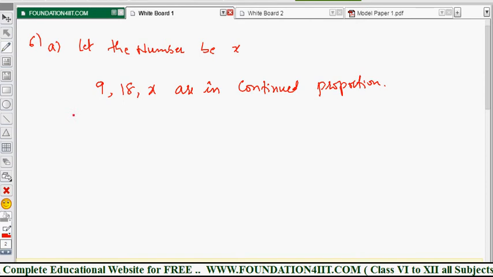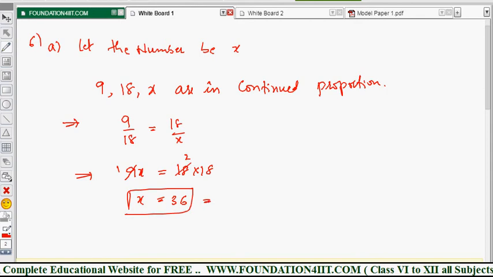Whenever three numbers are in continued proportion, you can write 9 by 18 is equal to 18 by x. First one divided by second, and second divided by third. Using this, if you do cross multiplication, 9x is equal to 18 into 18. That is 9 ones and 9 twos, I can cancel this. x is equal to 36. Yes, x is equal to 36. That's the value, so the number is 36 now.